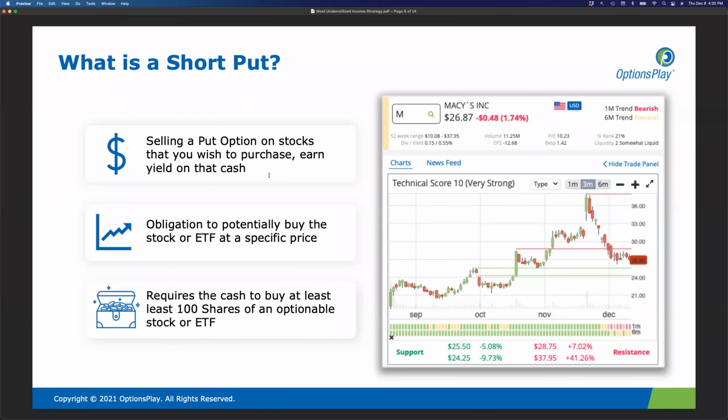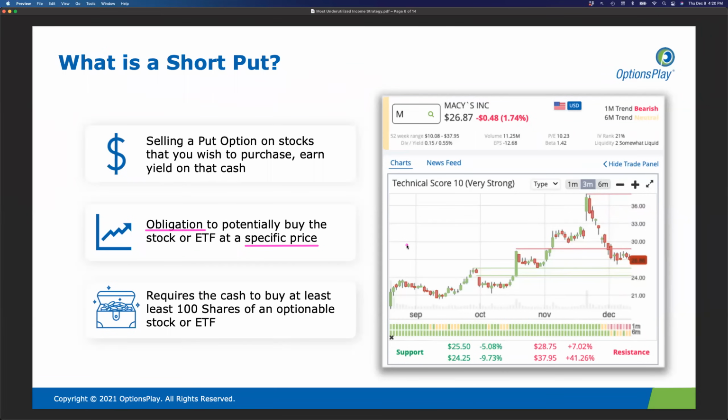So perhaps this is a stock that you've been eyeing for a while. You didn't like the stock at 36 bucks, but now that it's pulled back roughly a third, you think that now is a good trading opportunity. And when you sell a put option, you're going to have an obligation to potentially buy the stock at a specific price. And we're going to talk a little bit about this and why that's so important, because this is going to help you understand why short puts is something you should utilize instead of another strategy that you may currently use when you're buying your stocks.